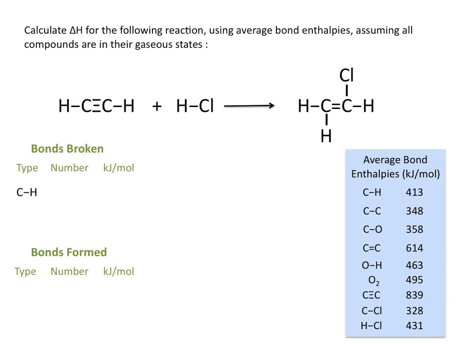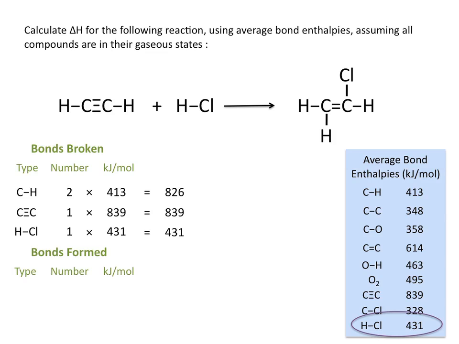When I look at the reactant side, I see that I have carbon-hydrogen single bonds, and I have two of them. And then I multiply that by the average bond enthalpy for a carbon-hydrogen single bond. I also have a carbon-carbon triple bond, only one of those, and I multiply that by the average bond enthalpy for a carbon-carbon triple bond. I also have one mole of hydrogen-chlorine bonds, and again I multiply that by the average bond enthalpy for a hydrogen-chlorine single bond.